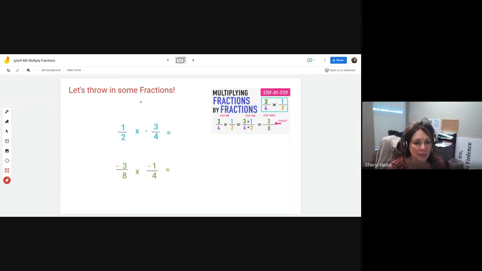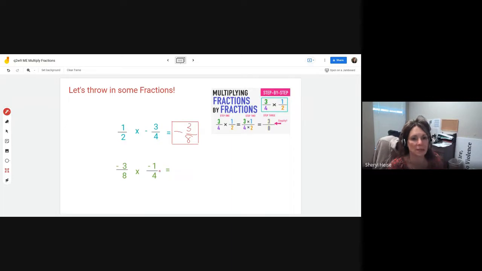Okay, so let's look at these two problems that have a negative fraction involved. The first one, 1/2 times -3/4. When you look at that, you should automatically note that one is positive and one is negative. Therefore, my answer is going to be negative. Let's go ahead and put that in there right at the start. Then we multiply the numerators. 1 times 3 is 3. And on the bottom, 2 times 4 is 8. Okay, so we got negative 3/8. Let me put a nice little box around this. -3/8 is our final answer.